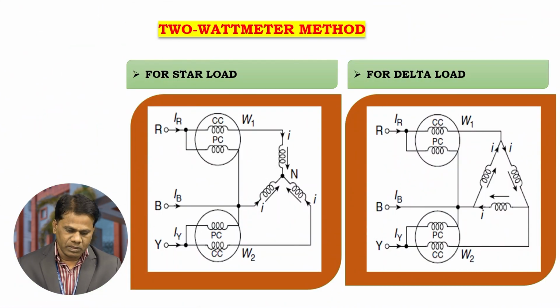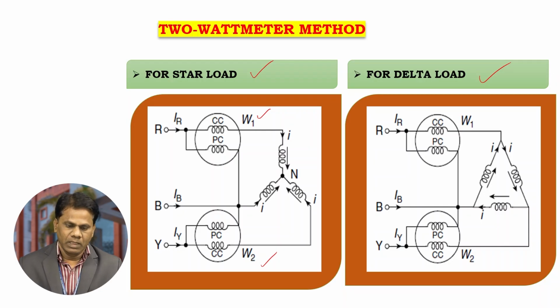I am considering a star connected load here. This is the circuit diagram for the star connected load, and this is the delta connected load. Here we are using two wattmeters, wattmeter 1 and wattmeter 2. In the star connected load, I am connecting two wattmeters W1 and W2. W1 is connected in the R line, whereas W2, wattmeter 2, is connected in the Y phase of a three-phase balanced star connected load.